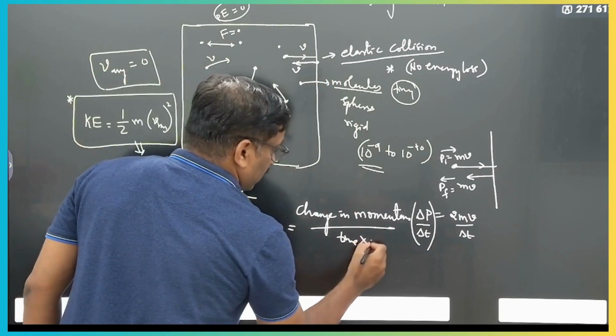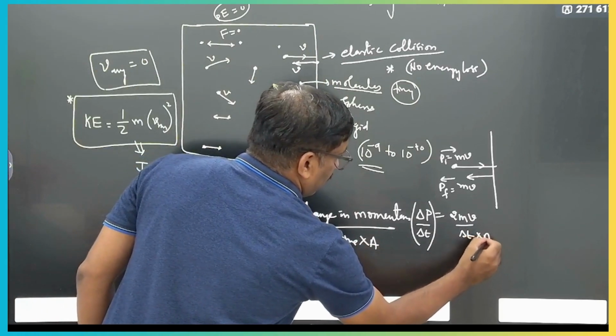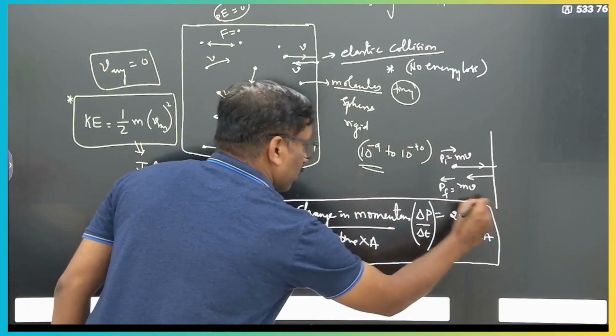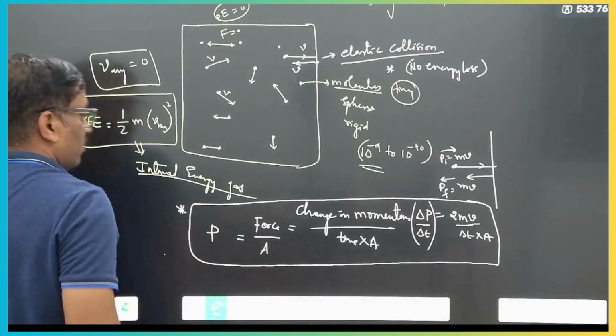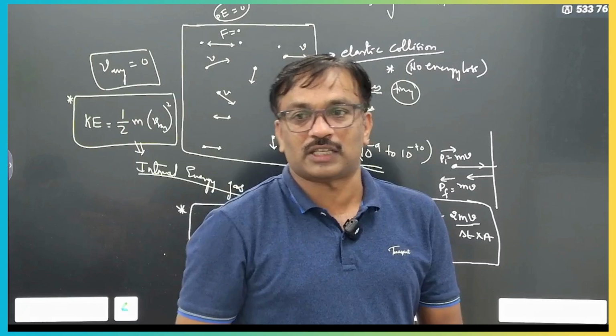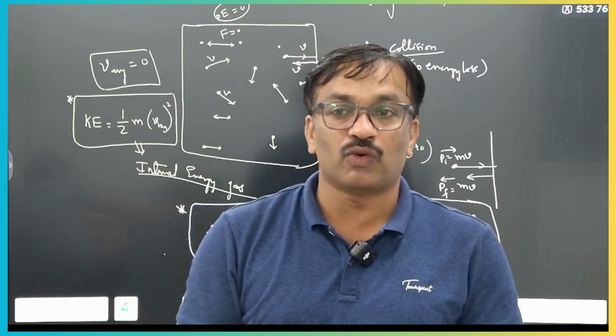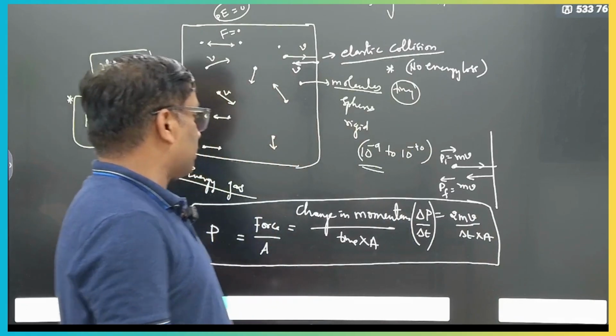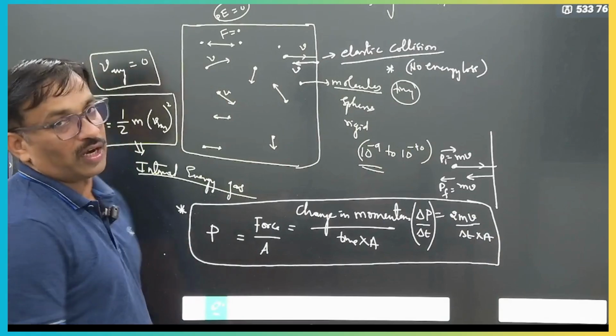So force divided by this area will exert the pressure. Clear? The pressure is exerted because of the collisions. If more collisions take place, what will happen? A greater amount of pressure will be exerted. Clear? This pressure we can calculate for a monoatomic gas.